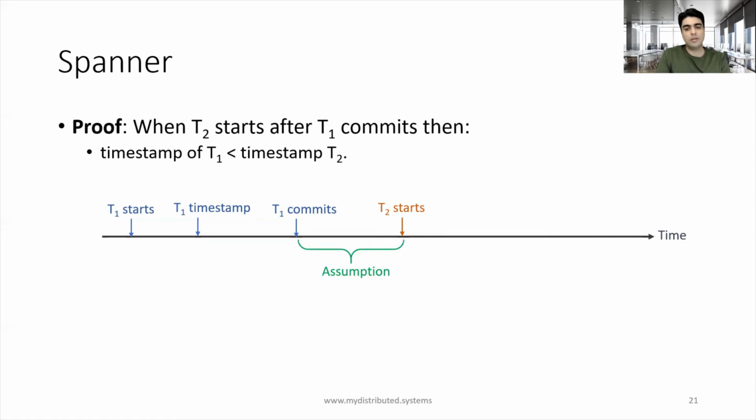Again, based on what we showed in the previous slide, we know that the timestamp that Spanner assigns to T2 is larger than the start time of T2. And you can see based on this that it is guaranteed that the timestamp of T2 will be larger than the timestamp of T1. So this way you can see how, using TrueTime, Spanner provides a timestamping system that respects proper versioning.